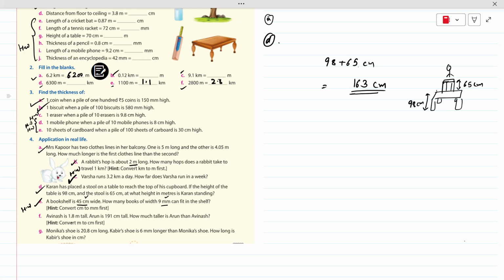Next one, Avinash is 1.8 meters tall and Arun is 191 centimeters tall. So the units are different. How much taller is Arun than Avinash? In this case, we make the units the same and then find the difference. After making the units the same, we will see which number is greater, so that person will have a greater height. Again, I am marking this as homework.